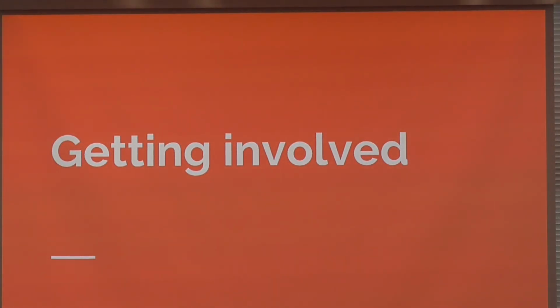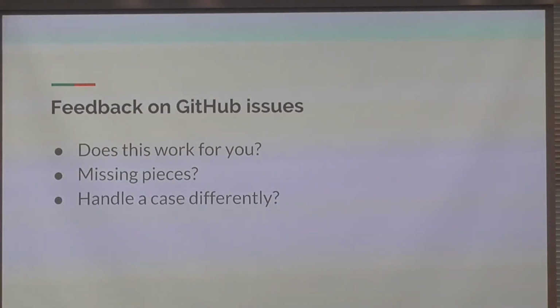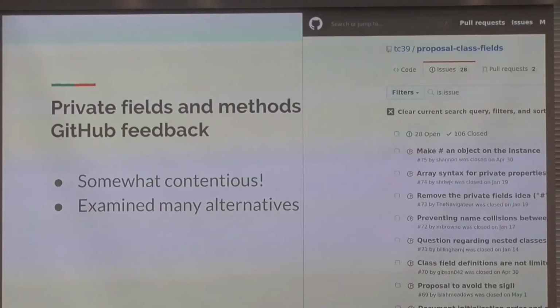So, to get involved, there's all kinds of things that we could use help in TC39. First, we discuss everything in GitHub issues. So each one of these proposals has its own GitHub repository, and I'd love to see feedback about whether proposals work for people, what pieces might be missing, if there's some semantics that should be handled differently. In private fields and methods, we had a pretty contentious GitHub repository, but we examined many different alternatives.